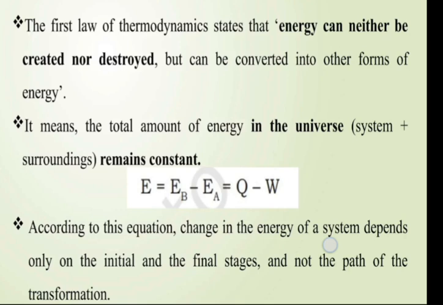That is, delta E is equal to EB minus EA. According to the above mentioned equation, the change in the energy of a system depends only on the initial and final states and not the path of the transformations.